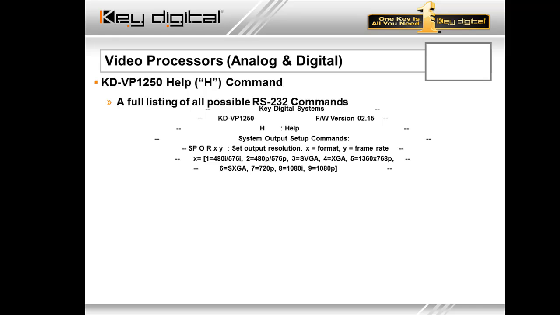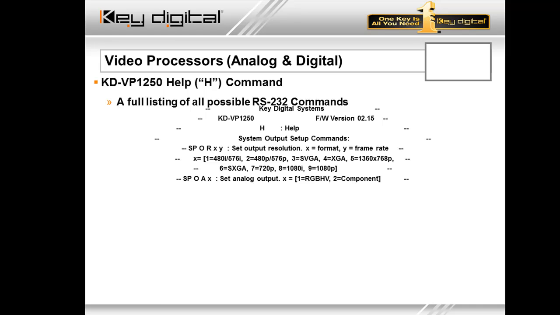Help command, we've seen this once before for the VP1250. Your output resolution and frame rate, okay? Your frame rate's Y value of 1 is 60 hertz. If your value for Y is 2, that's 50 hertz, as in PAL type frame rate, okay? Your output resolutions can vary from standard definition all the way up to 1080p, including all your SD, HD resolutions and your computer resolutions.